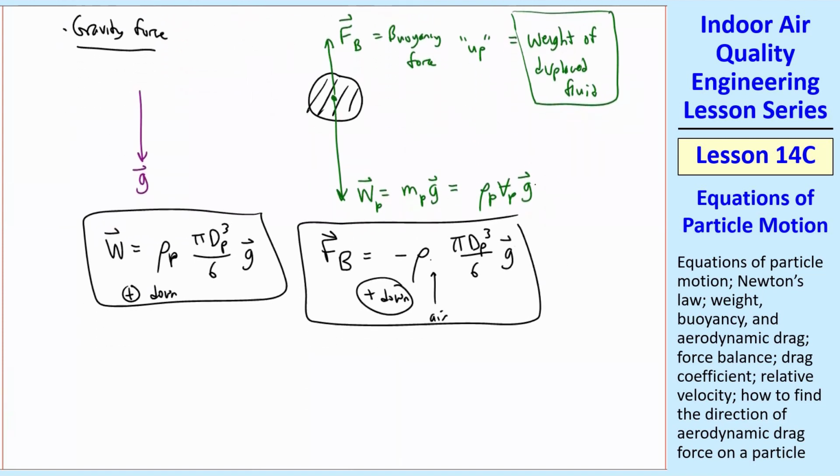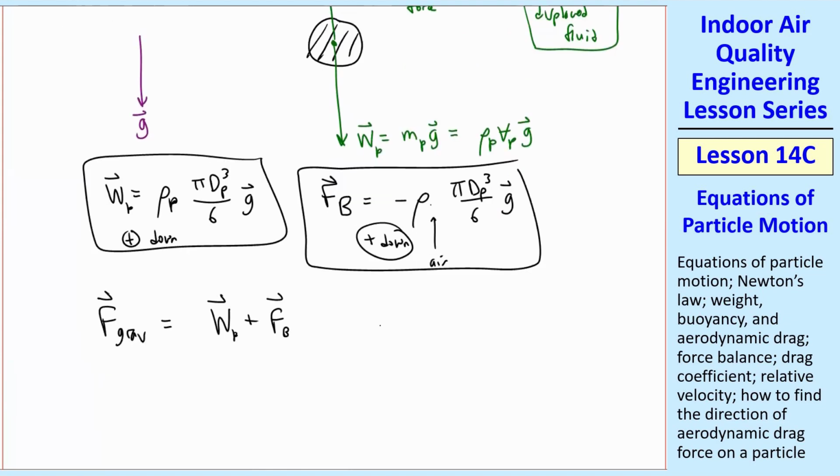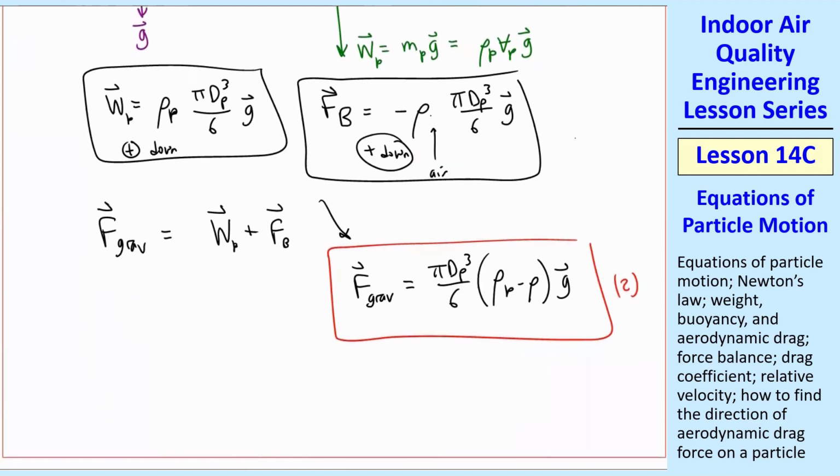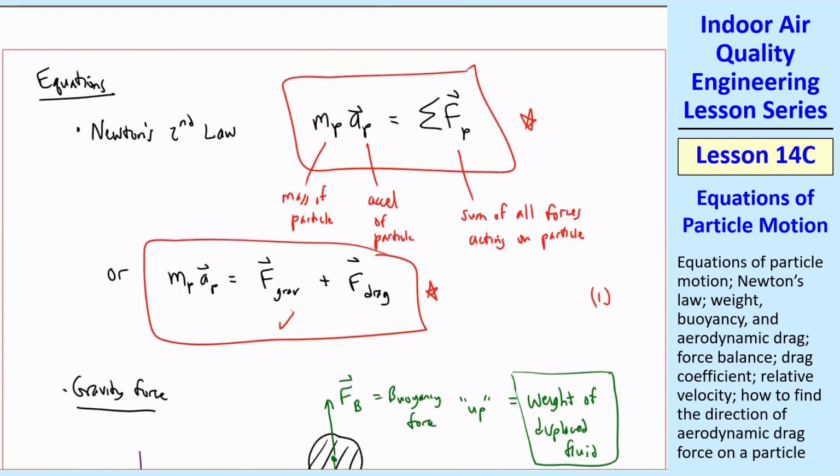And the net gravity force is the weight of the particle plus the buoyancy acting on the particle. And since those are opposite signs, with the negative sign on the Fb term, we can combine these into our final expression for the gravity force. The net gravity force is equal to pi dp cubed over 6, which is common, times rho p minus rho, times g. I'll call that equation 2. That's our gravity force. And notice that it's a vector force. So we have the net gravity force on the particle in the direction of gravity vector g. So we have one of these forces done with.